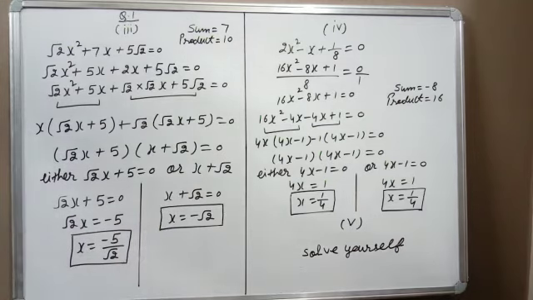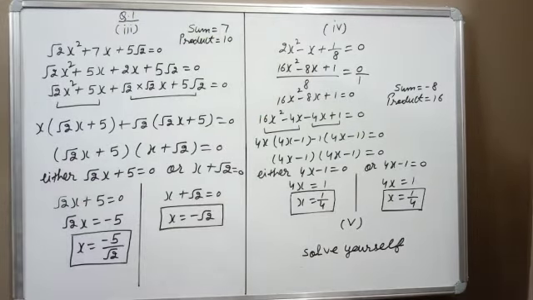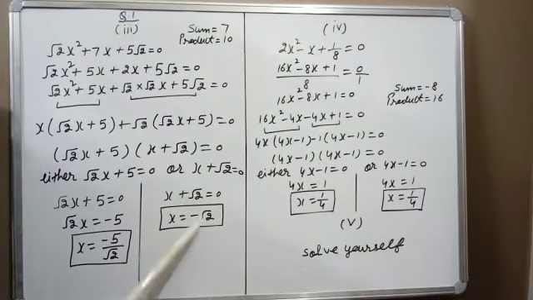So here root 2x plus 5 equal to 0, or x plus root 2 equal to 0. So this 5 will become minus on this side and root 2 will divide. So this plus root 2 will become minus. So we are having these two roots.